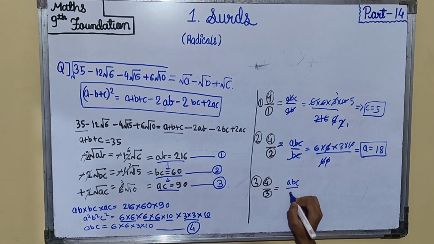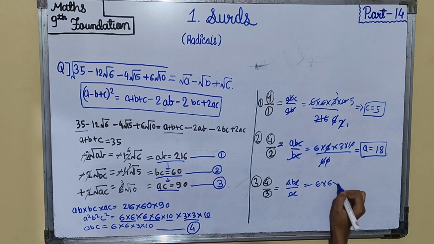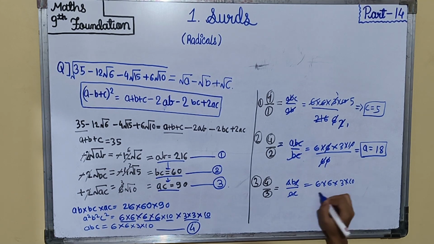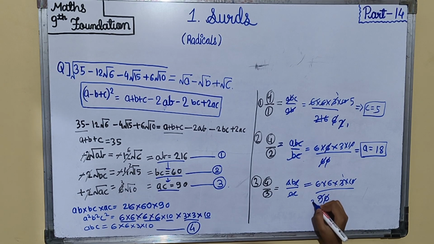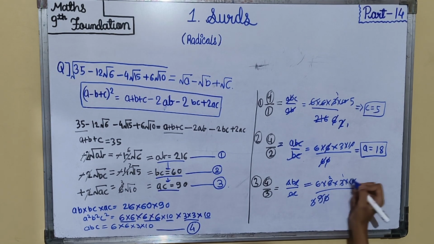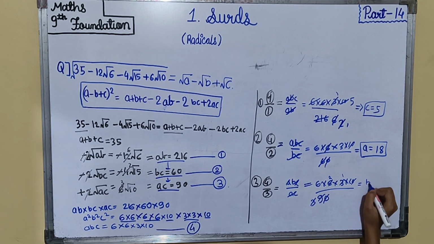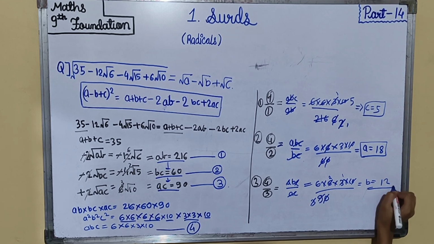ABC upon AC, this will get cancelled, and 6 into 6 into 3 into 10 upon AC's value, which is 90. So 0 will get cancelled. 3 ones are 3, 3 twos are 6, 6 into 2 would be 12. So B will be equal to 12.